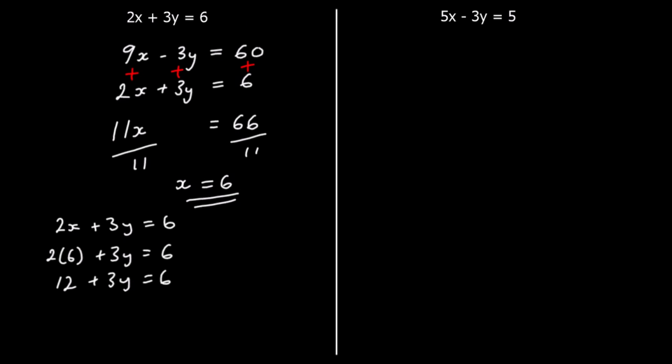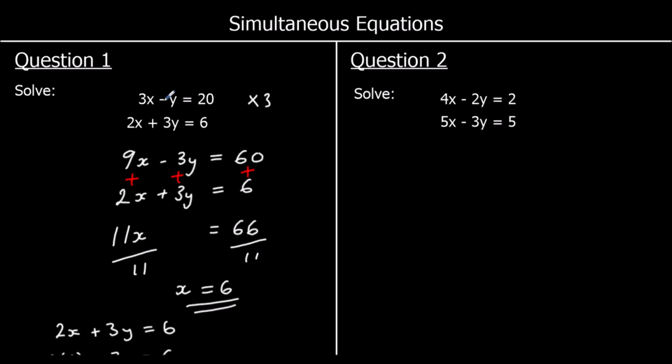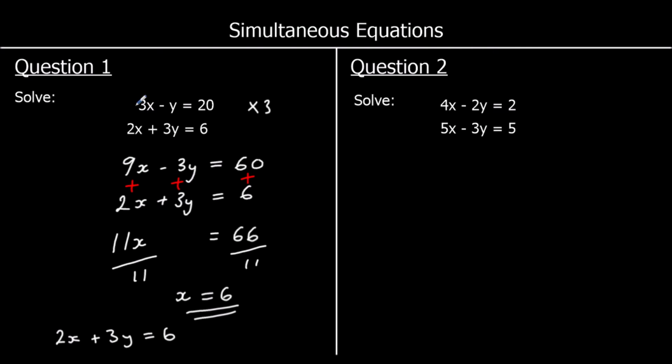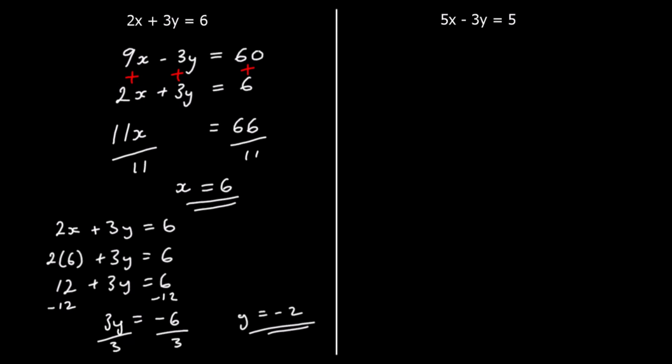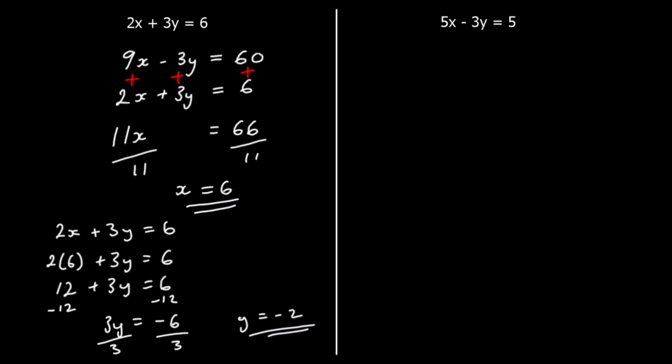If I take 12 away from both sides, I get 3y is equal to negative 6. I then divide both sides by 3, so y is by itself, and y is negative 2. So x is 6, and y is negative 2. And that should work for both of these equations. So in the top one, 3 6's are 18, take away negative 2. When you take away a negative, you add, so 18 plus 2 is 20. So we know we've done it right. x is 6 and y is negative 2.